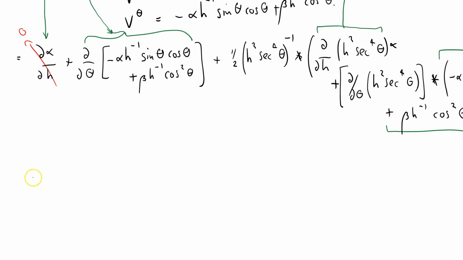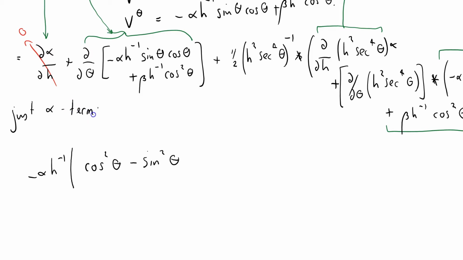So, I'm going to say it's minus alpha h minus 1 for this bit here, times the differential of sine times cos, which is cos squared theta minus sine squared theta. I'll do the betas later. I'll just do the alpha terms. I'll do the betas later if I can. I'm not sure I'm going to get this right.